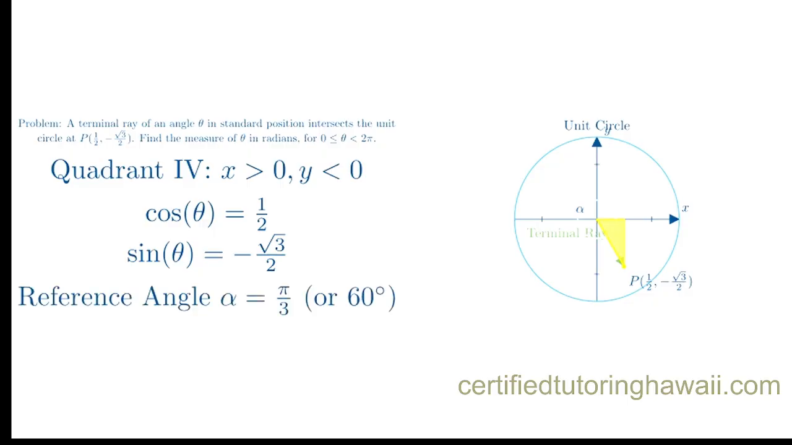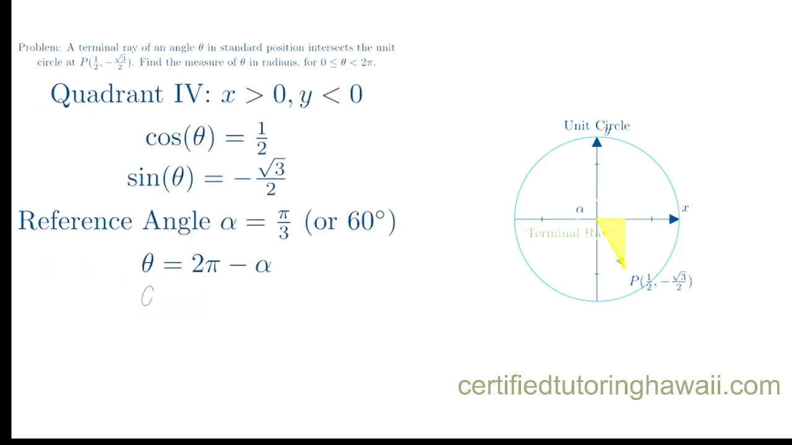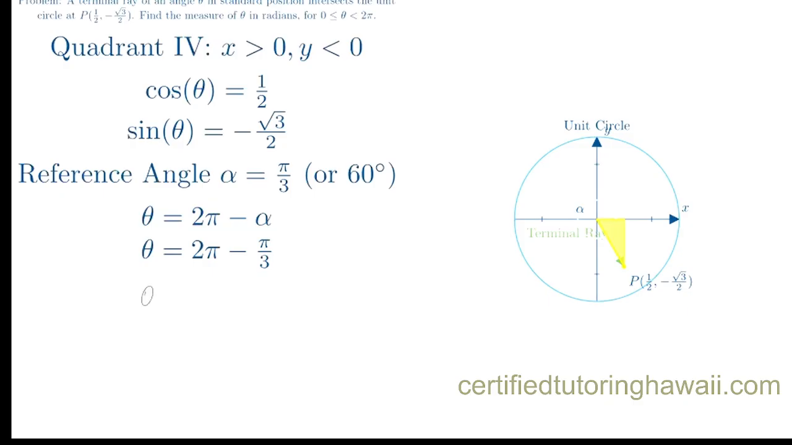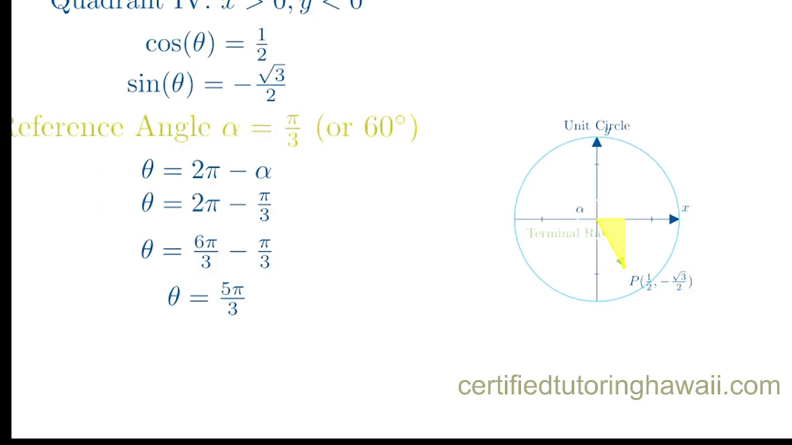But remember, the reference angle is not the angle theta itself, it's the acute angle with the x-axis. Since our point is in quadrant 4, we find the angle by subtracting the reference angle from a full revolution, 2 pi. The angle theta is 2 pi minus the reference angle. Substituting pi over 3 for our reference angle, we get 2 pi minus pi over 3. Finding a common denominator, this is 6 pi over 3 minus pi over 3, which equals 5 pi over 3. So, the angle corresponding to the point 1/2, negative square root of 3 over 2, is 5 pi over 3.